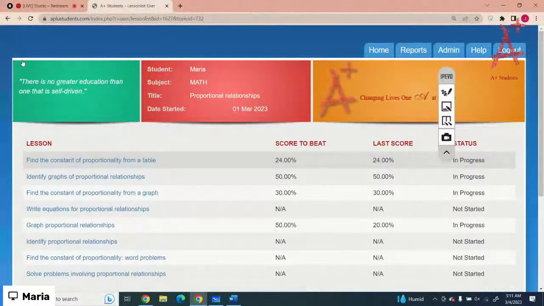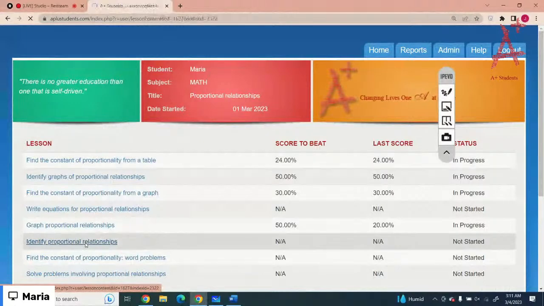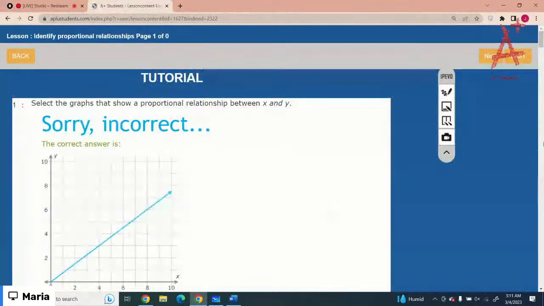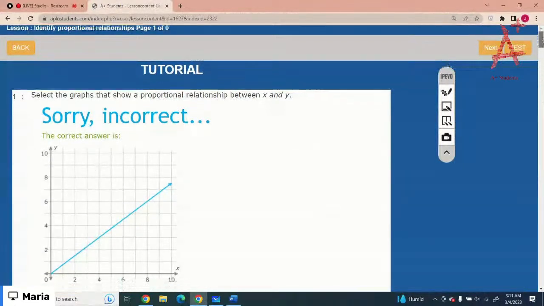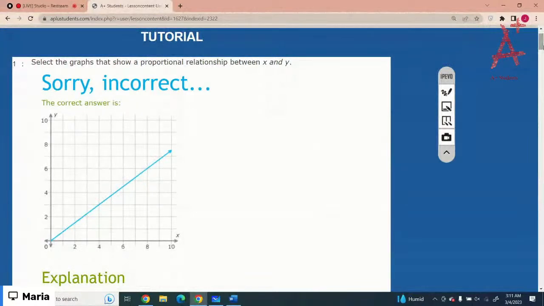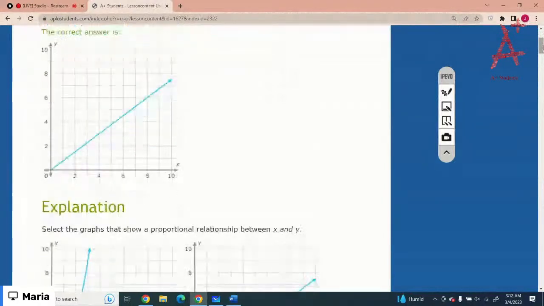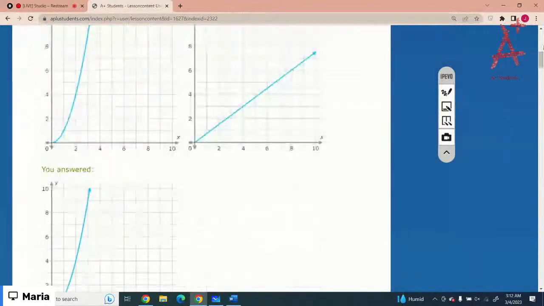Identify proportional relationships. Let's just start with the next lesson, that is identify proportional relationships. Okay, select the graph that shows a proportional relationship between x and y. So you are given the graphs, you need to select the graph that is the proportional relationship. Got it?